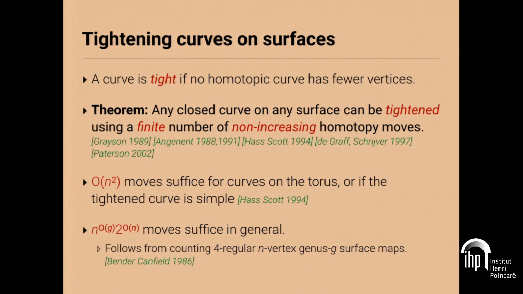Upper bounds that were previously known, except for a few special cases like contractible curves or curves on the torus, nothing non-trivial was known. The previous upper bound that we had is this monster that basically follows from the fact that this is an upper bound on the number of 4-regular graphs that you can put on a surface of genus G that have n vertices. Okay.